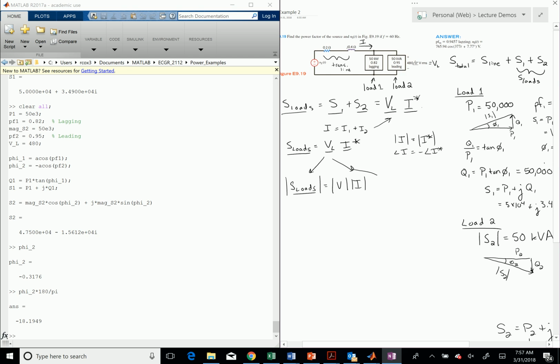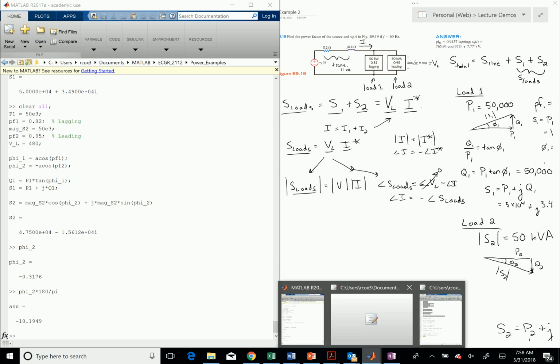So my angle relationship here is that the angle of S loads equals the angle of VL minus the angle of I. Okay? I always have those relationships that come out of this. So the angle of VL is 0, so I can see that the angle of I equals the negative angle of S loads, like that. All right, so what do I know?